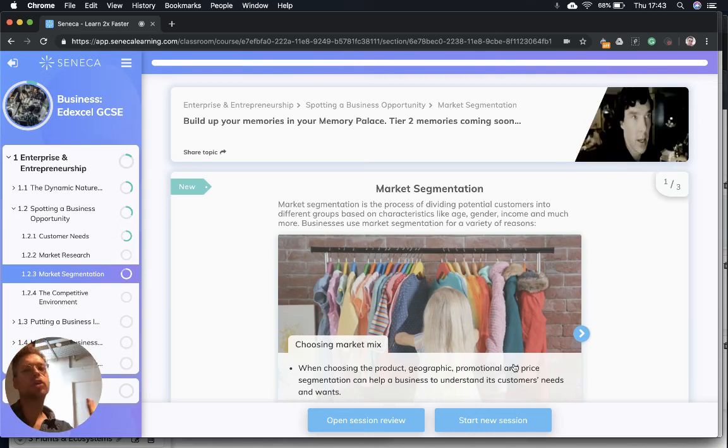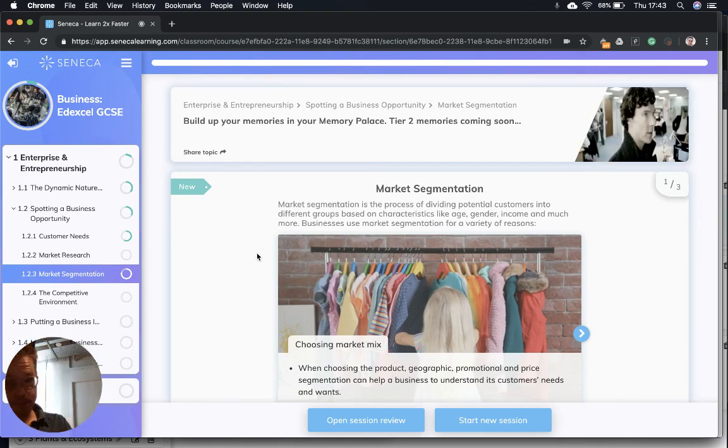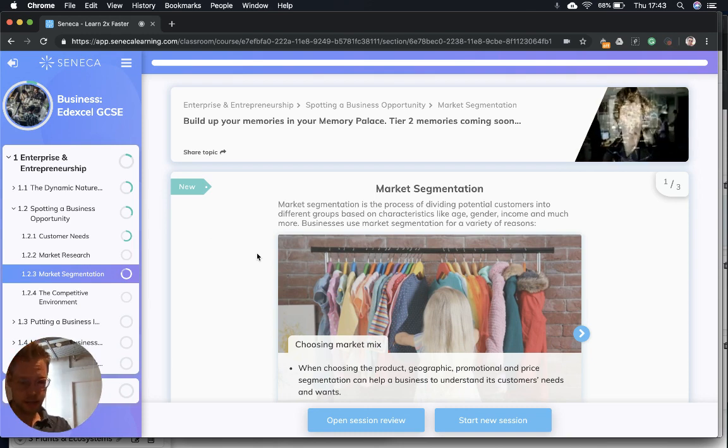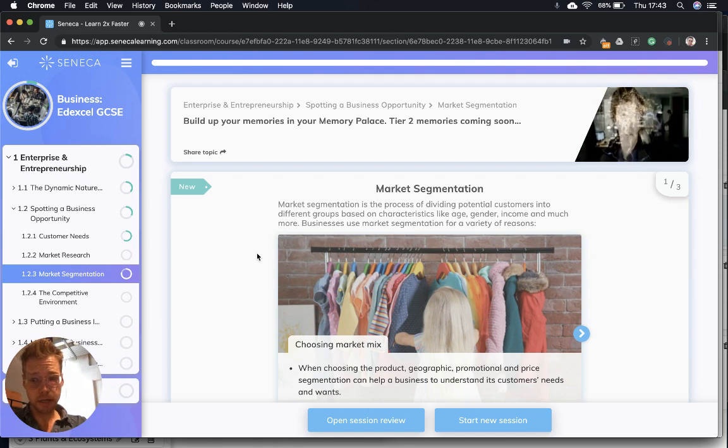I am feeling like an orange because I am talking segments. I am talking market segmentation. That is what we're going to be covering in this episode for your GCSE Business exam. Let's dive in. What is market segmentation?